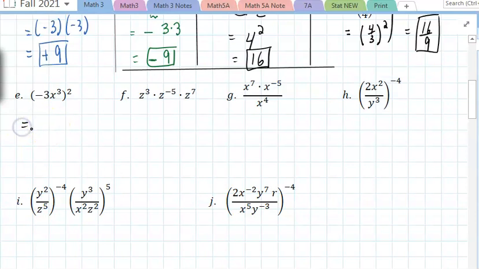Here, if I really think about this, that's really negative 3x squared multiplied by negative 3x squared. I'm sorry, I meant cube. Well, negative times a negative is a positive 9, and x cubed times x cubed, when you multiply terms with the same base, you simply add the powers.